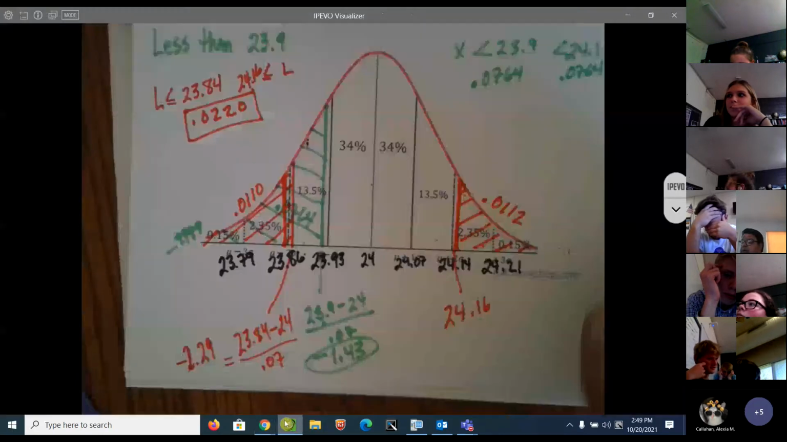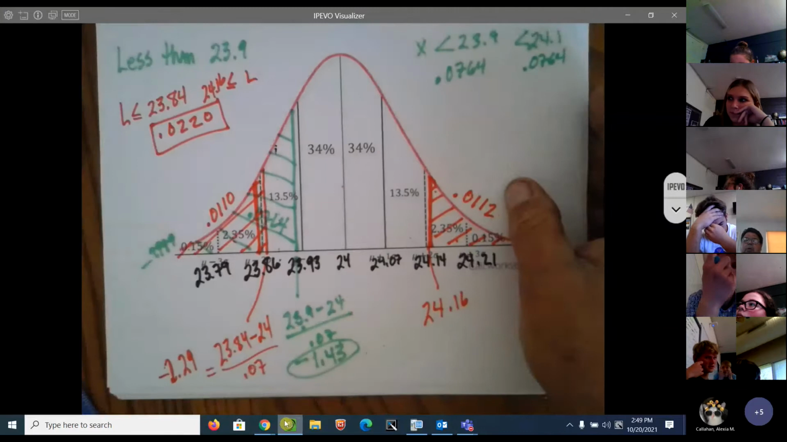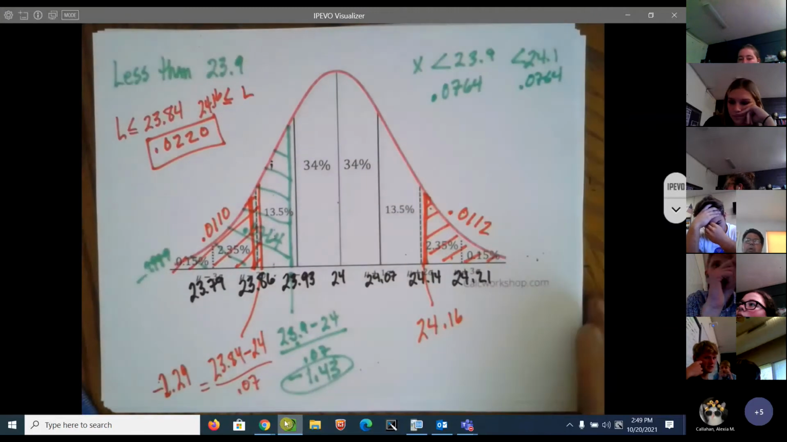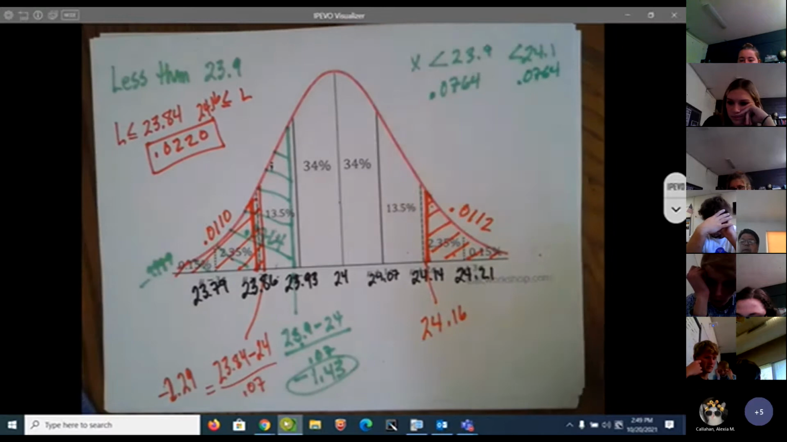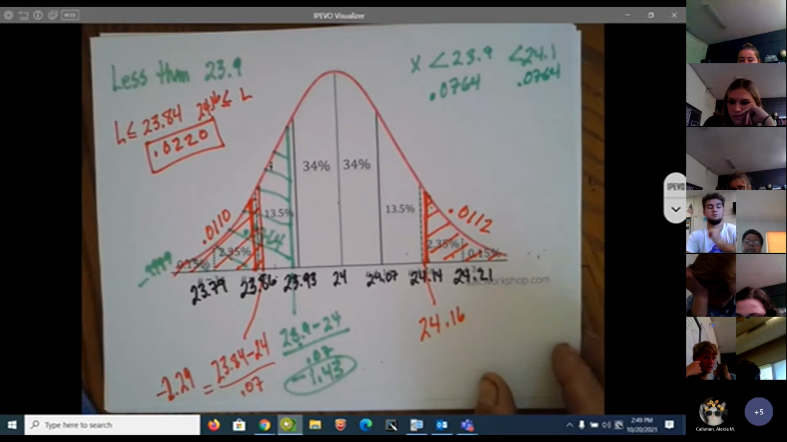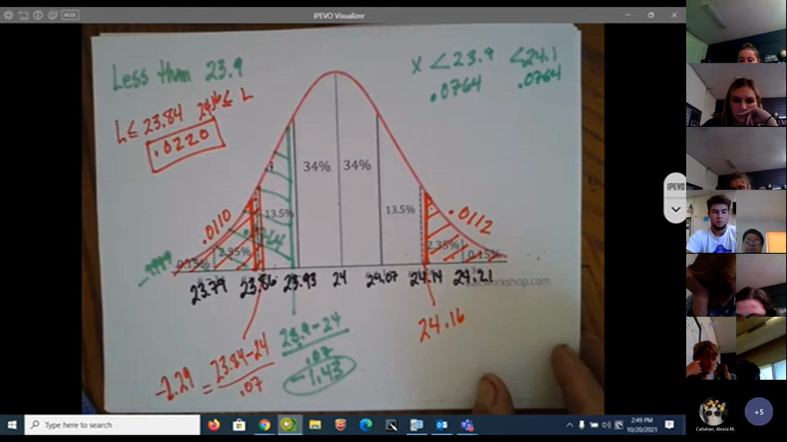Hey, Mr. Hubert. Yes. Could you not just set the two boundaries that it gave you, the lower number as the lower boundary and the higher number as the higher boundary, to find the in-between for the normal CDF on the calculator?